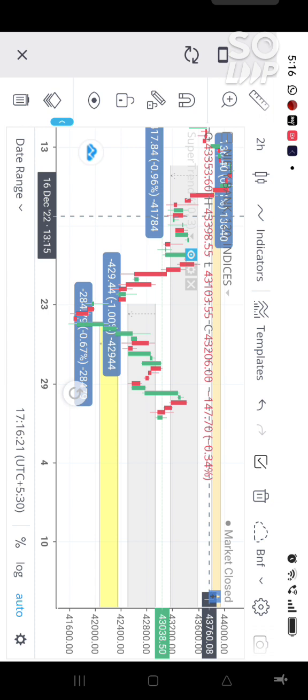Alright guys, I have given you my trade, what I'm going to do in Bank Nifty this coming week. If things go according to the way I'm thinking it will happen, then happy trading and happy new year to you guys. Thank you.